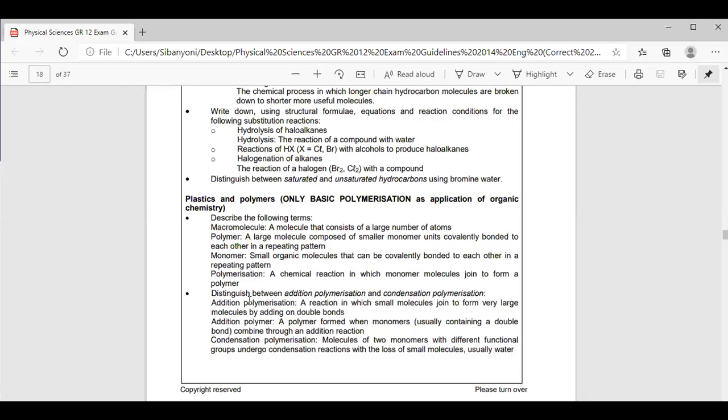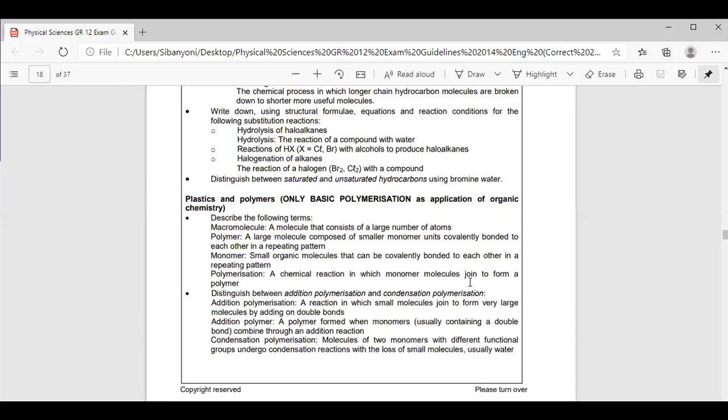And we will be learning how to form polymers. And to form a polymer, you actually perform a reaction that we call polymerization. And hence we need to know how to define the term polymerization. And we will also then be able to distinguish or give the difference between addition polymerization as well as condensation polymerization. Are we together?